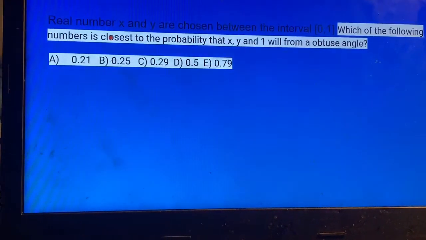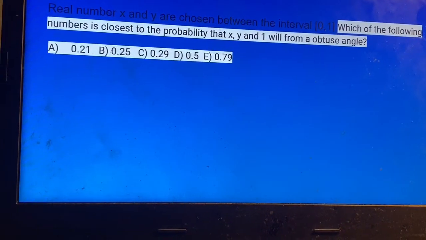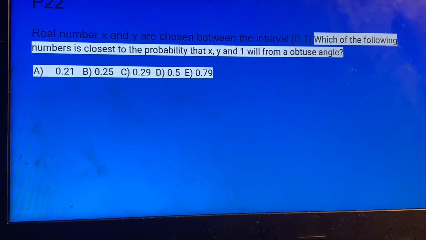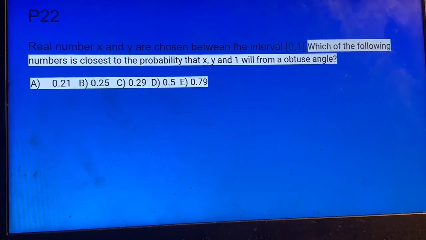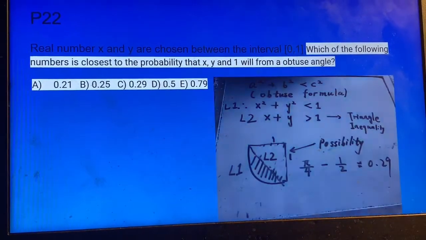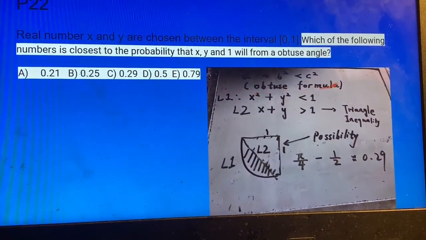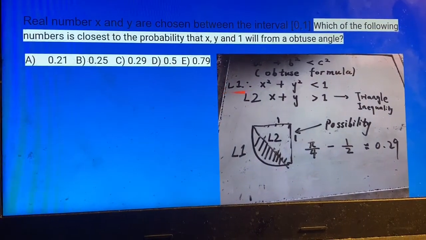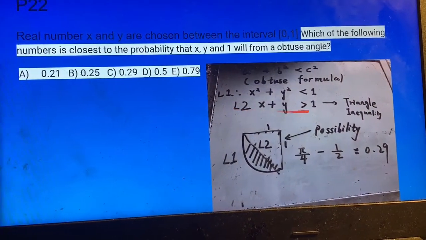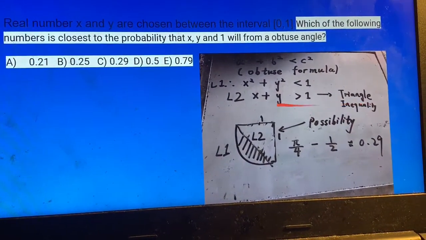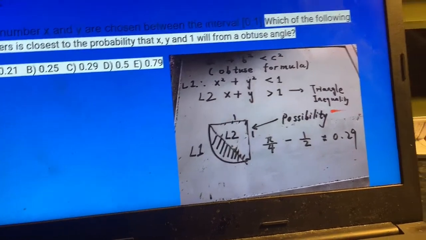It requires explicit thinking. Real numbers x and y are chosen between the interval 0, 1. Which of the following numbers is closest to the probability that x, y, 1 will form an obtuse triangle? So remember the formula, a squared plus b squared is less than c squared. Let this be less than 1, let this be larger than 1.